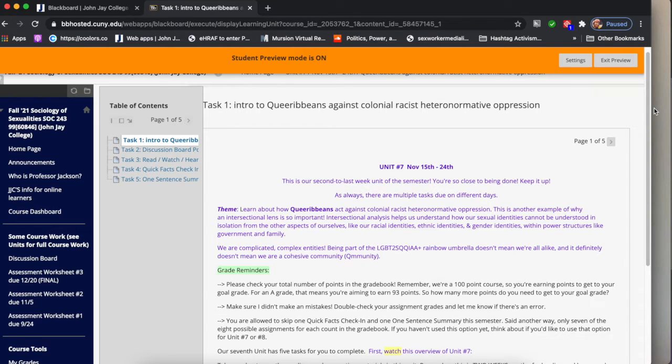So queer Caribbeans, both meaning the verb, as in queering, what it means to be someone in the Caribbeans, from the Caribbeans, and also people who are identified as queer and Caribbean. The Caribbeans have been the site of much colonial violence, and so what does it mean then to act against the ways in which colonizers come in with their own expectations of gender and sexuality, and what that means today in a sort of neo-colonial sense. So this is another example of why an intersectional lens is so important.